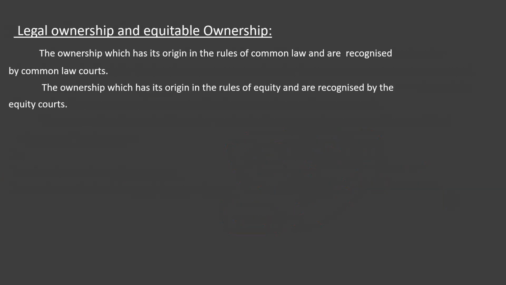And the next type of ownership is legal ownership and equitable ownership. Legal ownership is the ownership which has its origin in the rules of common law and is recognized by common law courts. For example, A has purchased certain property from B for some consideration. So now A is having legal ownership of that property.